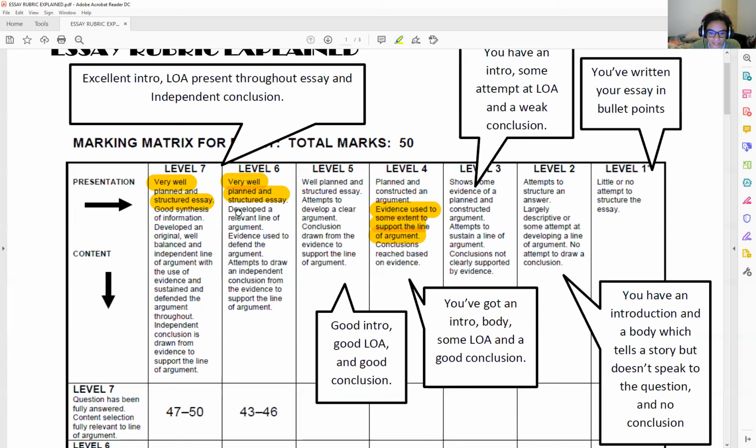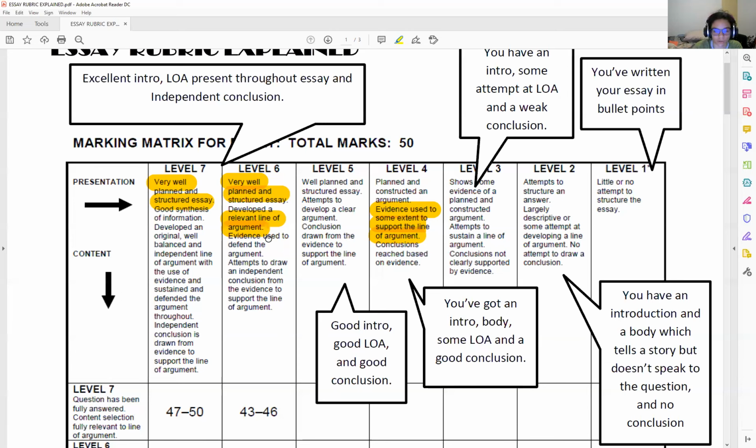So in a level six, it says develop a relevant line of argument. You get that if you follow the P-E-E-L method. So after each paragraph, you've got that linking sentence that links you back to the question. Remember in my example about Goldilocks, one line at the end of each of your paragraphs that says, therefore, this proves that Goldilocks was wrong in this situation. And then the next paragraph, therefore, this proves that Goldilocks was wrong in this situation, throughout the entire essay.